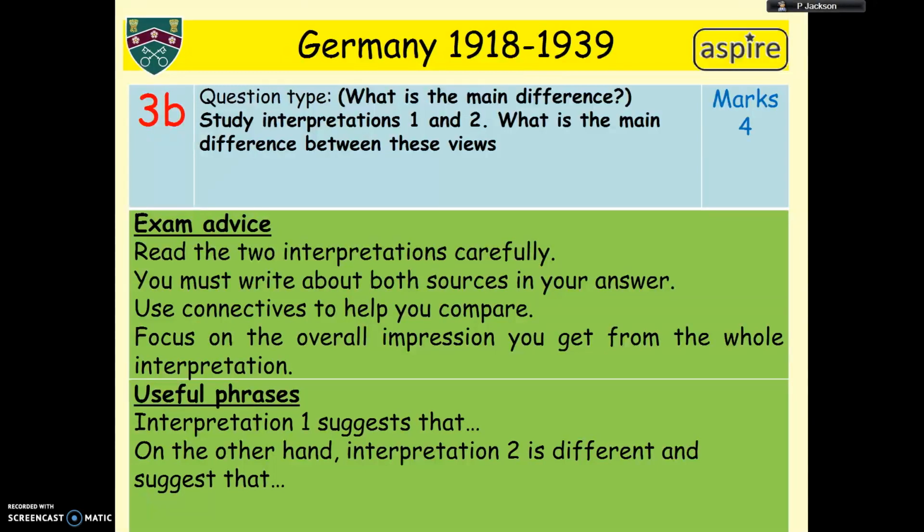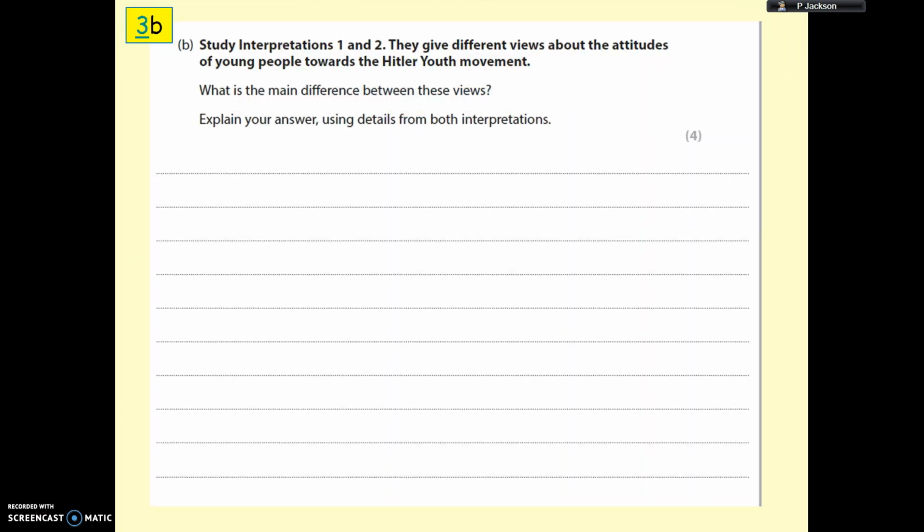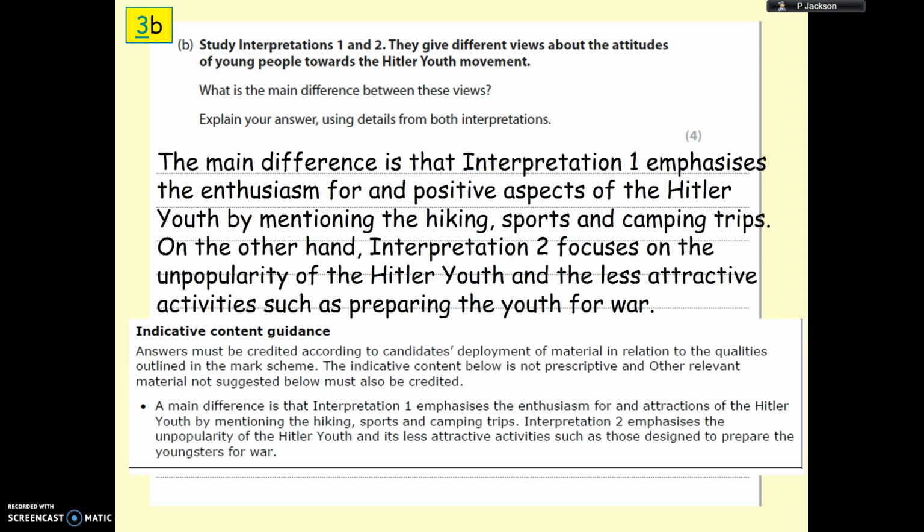Try and focus on the overall impression that you get from the whole interpretation, so not all the individual details, but what does it say overall. So it might be that you get one interpretation that says positive things about the Hitler Youth and one interpretation that says negative things about the Hitler Youth. And you need to be able to quote from the interpretations about how you know that as well. So some useful phrases there for you to think about. That's what the question looks like, and that will just give you an example answer just to help you out. Note here you've got that connective. On the other hand, extremely useful just for comparing the two interpretations.